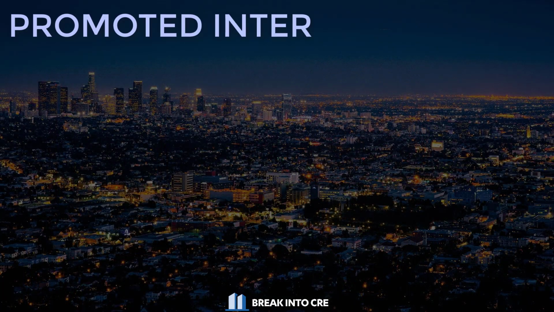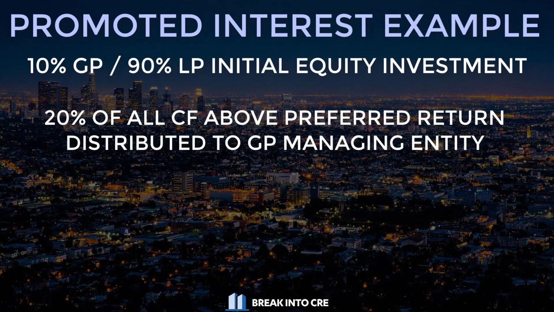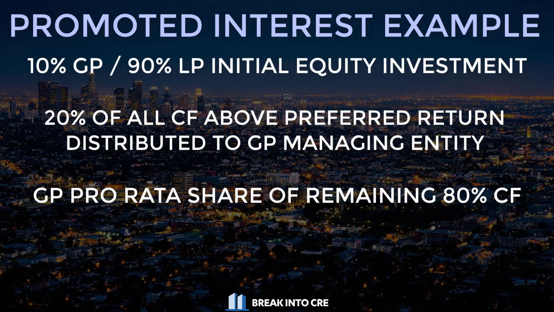And that might sound a little bit complicated, but let's look at another example to make this a little bit more clear. So taking a look at the numbers from this perspective, using our same example, the cash flows to the GP would be calculated by taking 20% of all cash flows above the 8% IRR, plus the GP's pro rata share of the remaining 80% of the cash flows in proportion to their equity percentage in the deal.